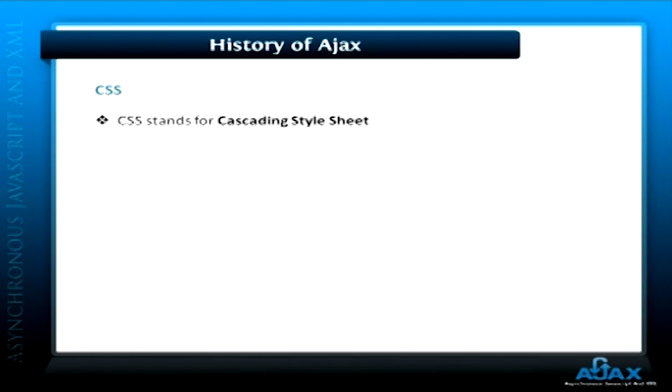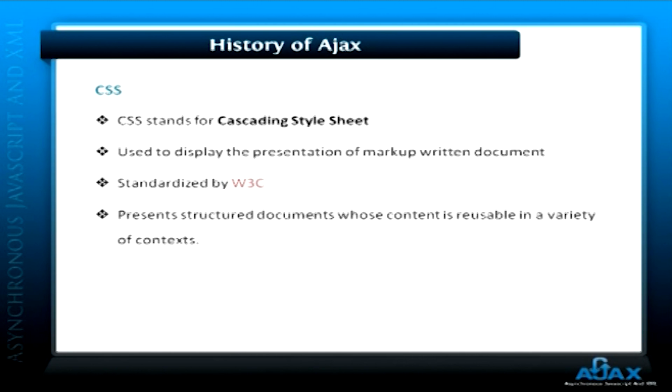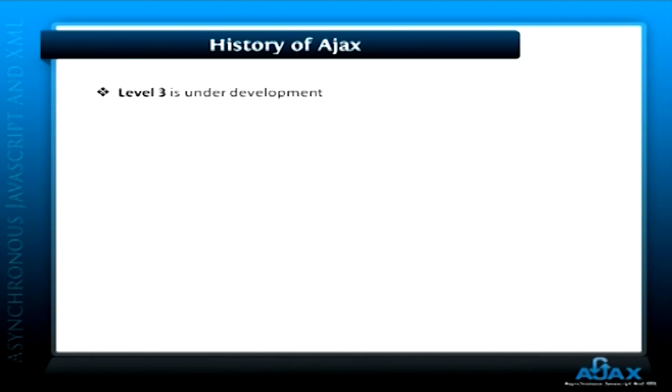CSS stands for Cascading Style Sheet, and it is used to display the presentation of a markup written document. Again, this is also standardized by W3C. It presents structured documents whose content is reusable in a variety of contexts. Style sheets have existed since the 1970s, and its Level 1 became usable in 1996. Its Level 2 was released in 1998, and its Level 3 is currently under development. So that's all about CSS.